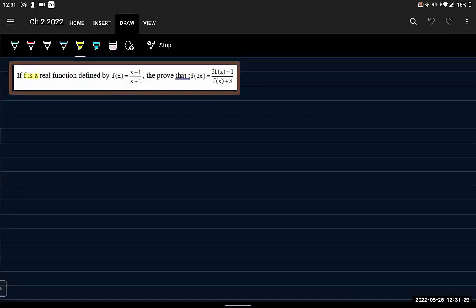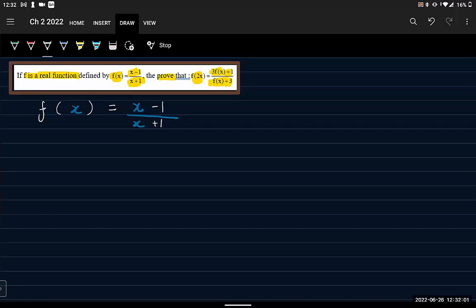If f is a real function defined by f of x, which is x minus 1 upon x plus 1, then we have to prove f of 2x is equals to 3 times of f of x plus 1 upon f of x plus 3. It's a very interesting and important question. Here f of x is given. It is equals to x minus 1 upon x plus 1.